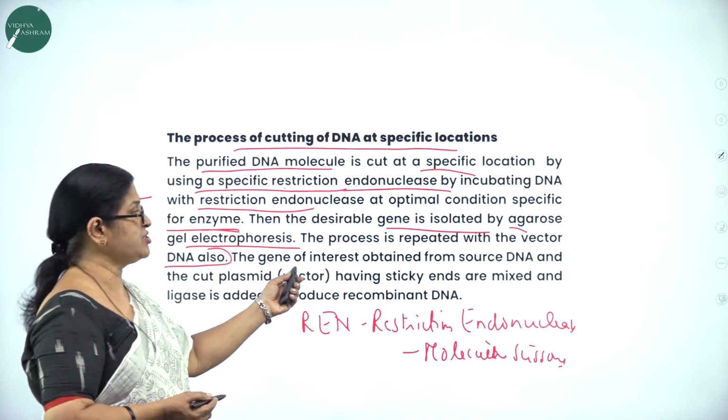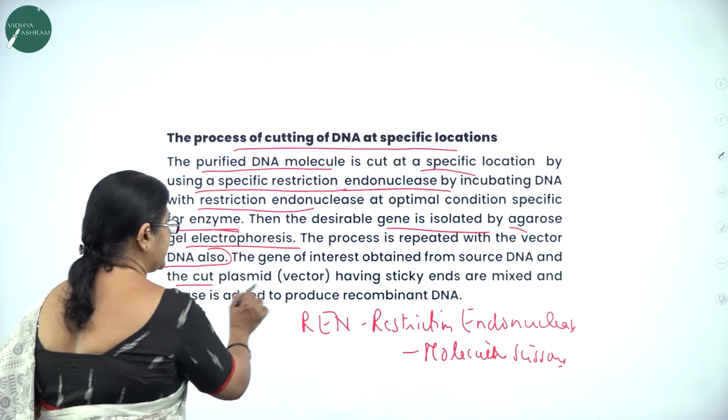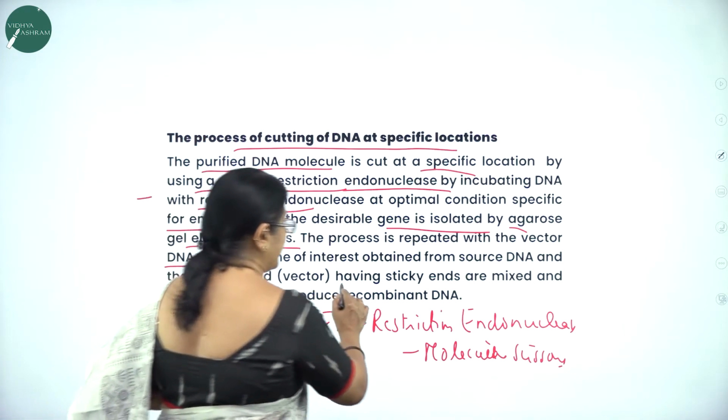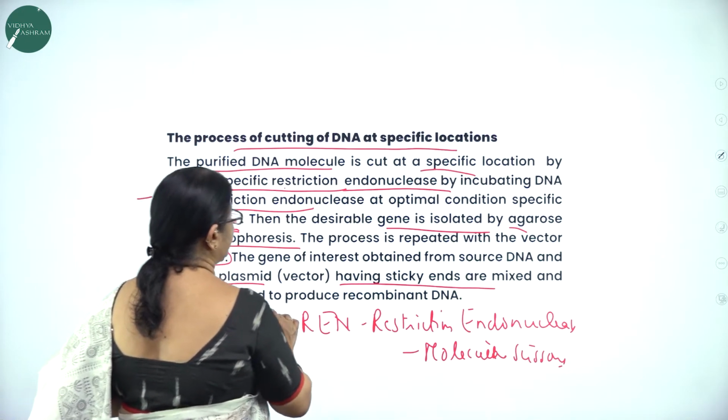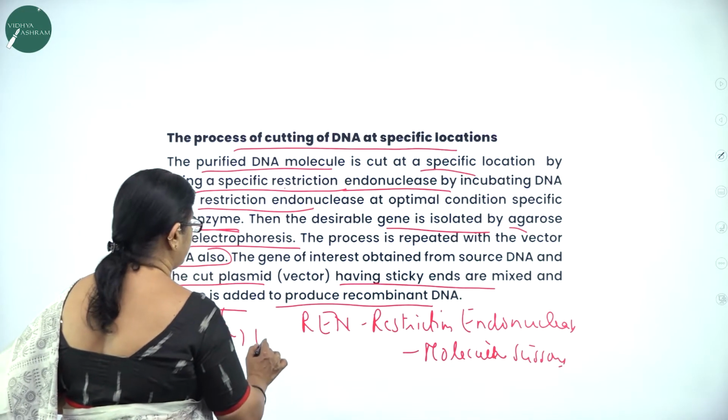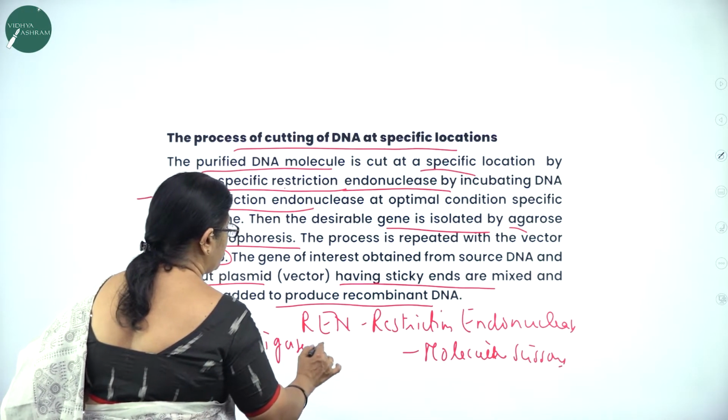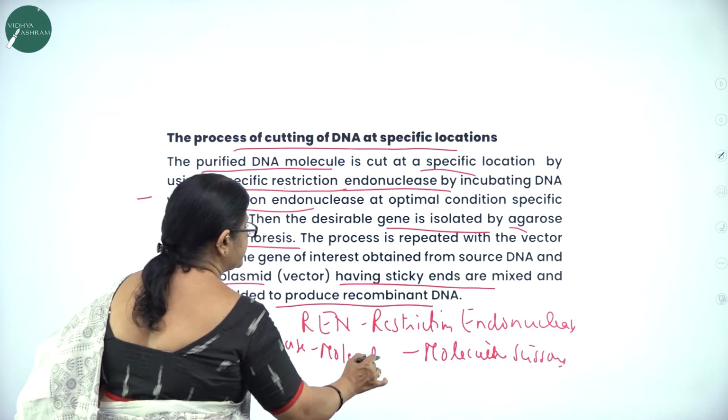So the gene of interest obtained from source DNA and the cut plasmid having sticky ends are mixed and ligase is added to produce recombinant DNA. So ligase, as we know, is called what? Molecular stitchers.